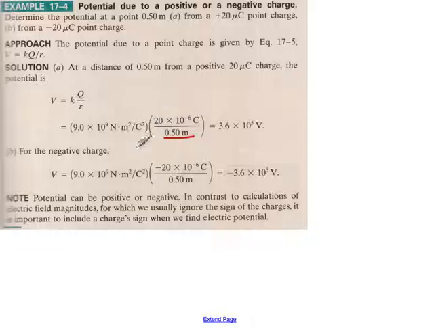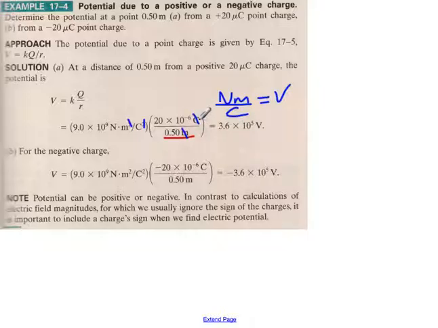So K is meters squared per Coulomb squared times newtons, and this is going to cancel with this, right? And then it looks like one of the meters is going to cancel with this meters. So if we look at our units, we have Newton meters per Coulomb. So that is volts, if you remember.